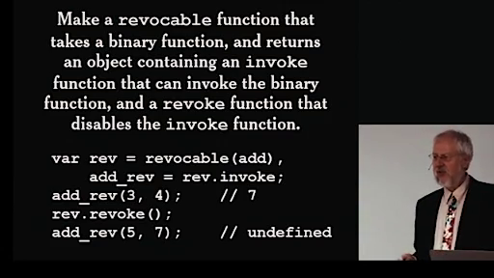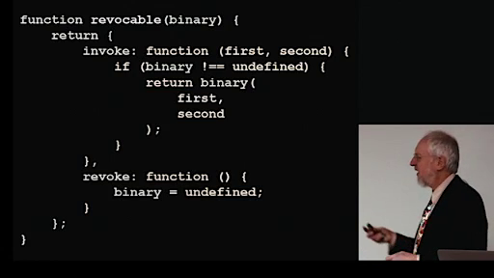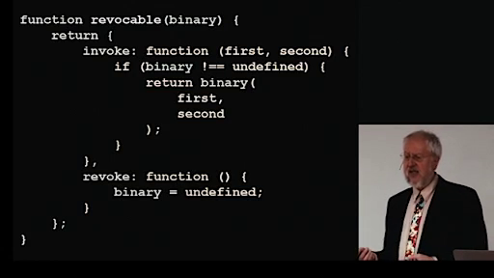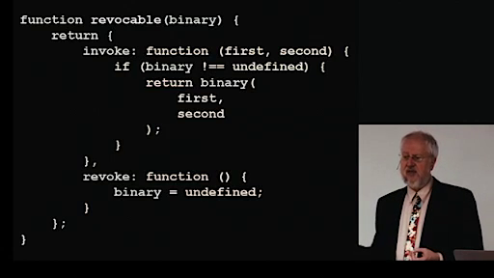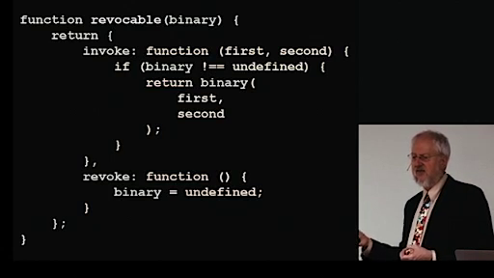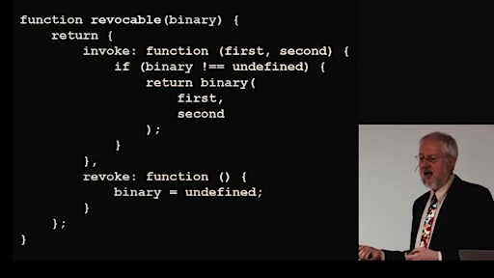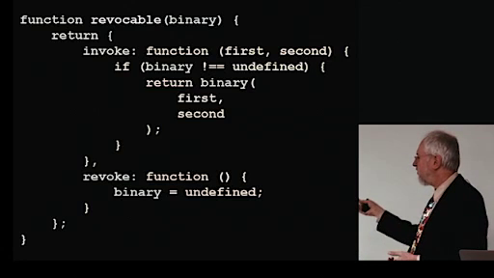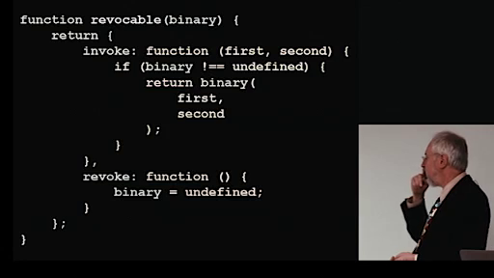Okay, are we ready for revocable? So here's revocable. It takes a binary function. It returns an object containing an invoke method and a revoke method. The invoke method looks to see if binary is undefined. If it isn't, then it will call it, passing the first and second argument. Otherwise, it doesn't do anything and returns undefined. The revoke function sets binary to undefined, thereby disabling the invoke function.